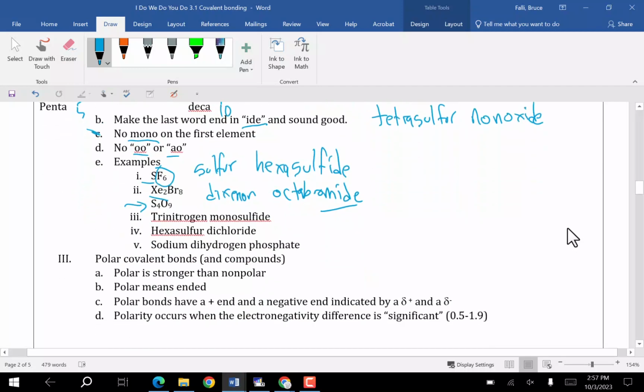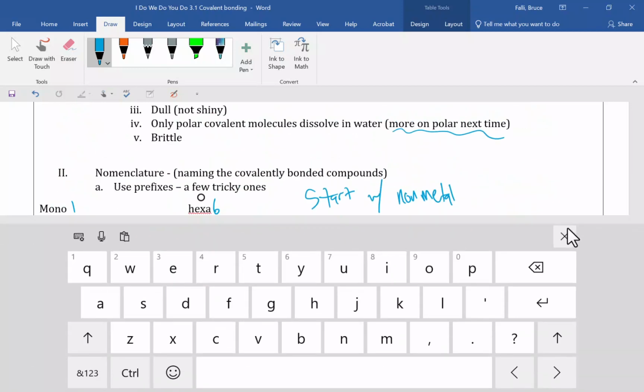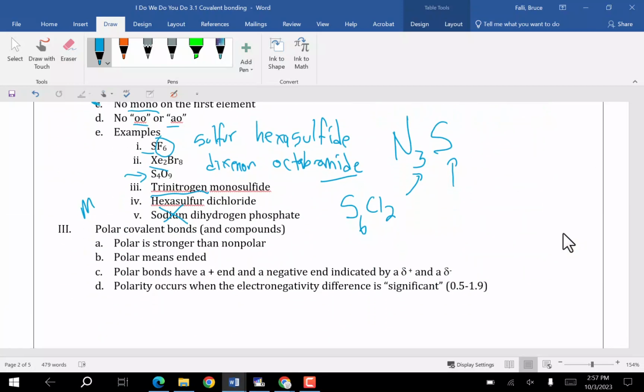Okay. Flipping it around, these get really easy. Trinitrogen monosulfide. Trinitrogen, hey, that's trinitrogen. Monosulfide, that means 1S. Hexasulfur, sulfur, hexa, 6. Dichloride. 2 chlorines. And this one doesn't do it because sodium's a metal, and I tried to trick you. I so tried to trick you. Did it work? Okay, so we're not going to do sodium dihydrogen phosphate because it starts with a metal.